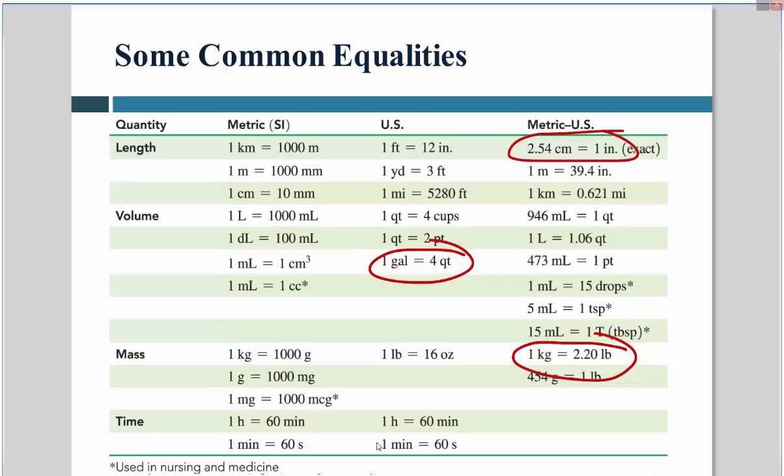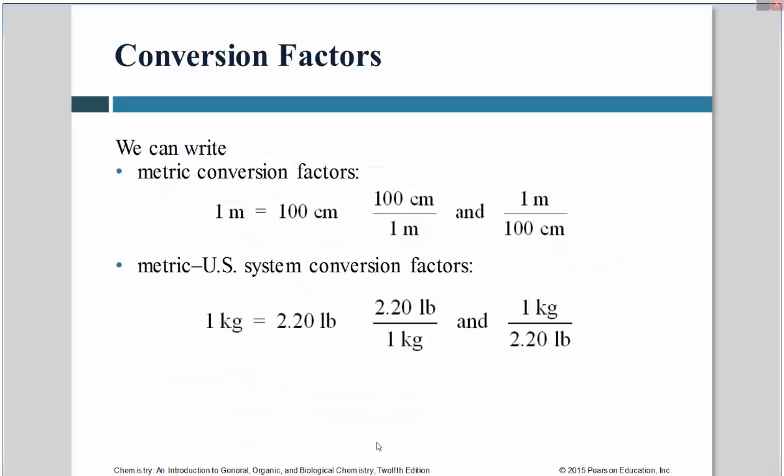Same with, you could even read a story problem and it should say somebody's driving at 65 miles per hour. So 65 miles is equal to 1 hour. And that would be another example of an equality.